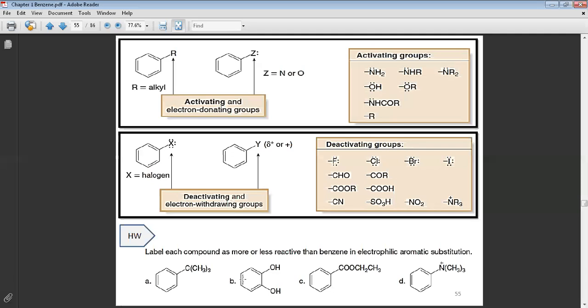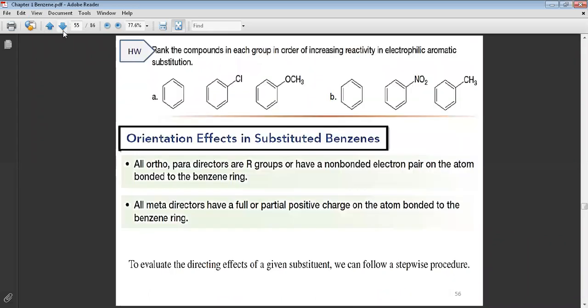Okay, final one. Benzene ring with nitrogen, nitrogen with full positive charge. That means activate or deactivate? Deactivate. By which effect? Resonance effect. Good. It is easy, yes?